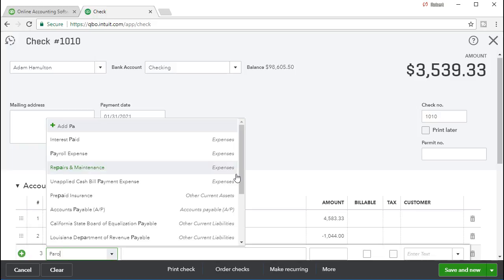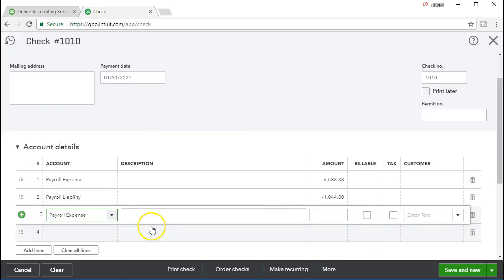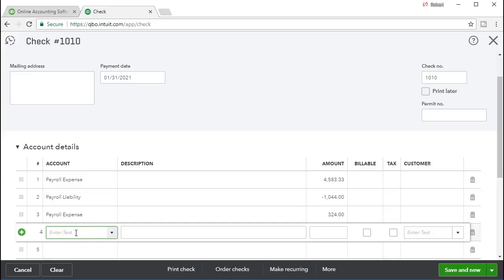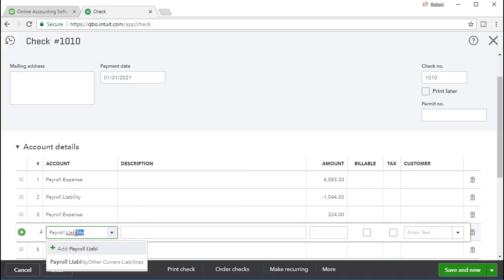Payroll expense, and that's going to go up by the employer portion, which was in the case of Adam 324. And then we had the other side of that, which is going to be the payroll liability. Payroll liability that I misspelled here. So then there's going to be the other side, and that's going to be a negative 324.